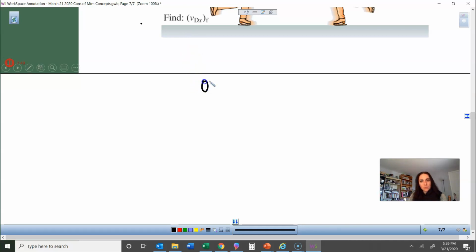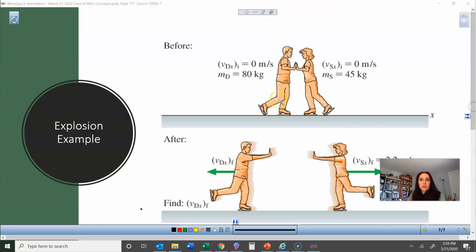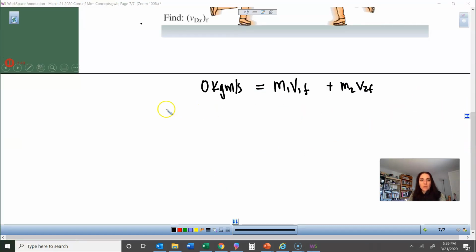So explosion starts with 0 momentum. That's the before. And the after is the after velocities and masses of the respective two. Like that. Okay. So I'm going to go ahead and fill in the information. And again, 1 and 2 doesn't matter. Literally, I call this 1 and 2 for the sake of that.